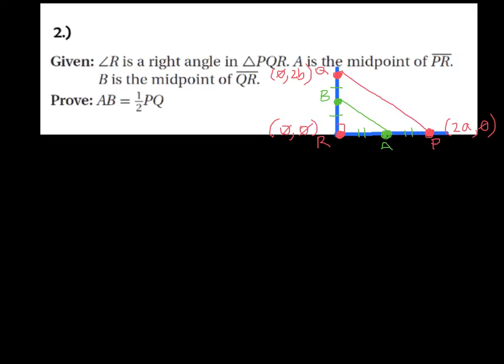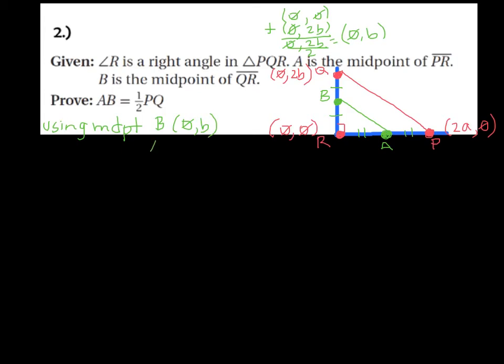Now I'm actually going to start using the distance and midpoint formulas. Using midpoint, I'm going to find the coordinates of B and A. To find the coordinates of point B, I am going to stack Q and R's coordinates: 0, comma 0, and 0, comma 2b. I'm adding those together and dividing by 2 to find the midpoint. When I do that, I find that the coordinates of B should be 0, comma b.